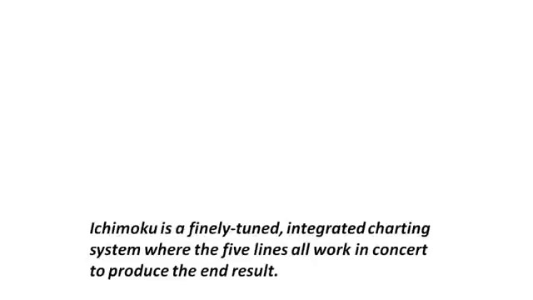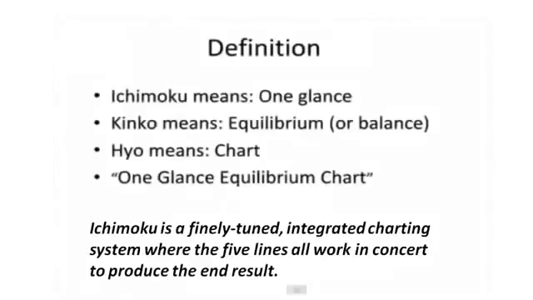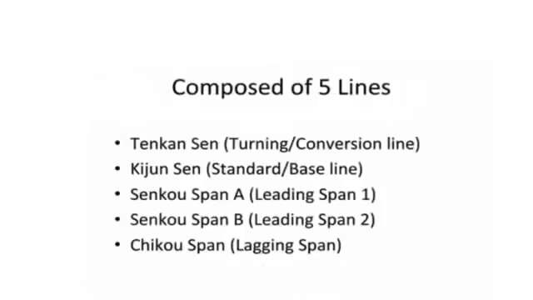Ichimoku is a very finely tuned integrated charting system where all 5 lines I'm going to discuss work in concert to produce the end result. Ichimoku means one glance, Kinko means equilibrium or balance, and Hyo means chart. It's composed of 5 lines: Tenkan-sen, Kijun-sen, Senkou span A and B, and Chikou. Tenkan-sen is the faster of the 2 lines. Senkou span A and B make up the Kumo, or the cloud that you see very distinctively across the screen, and Chikou is a signal line projected behind price.